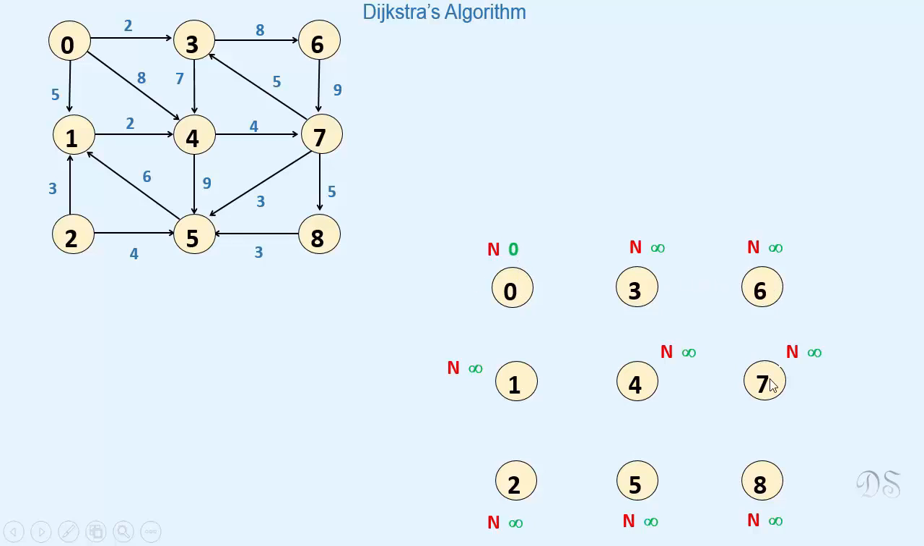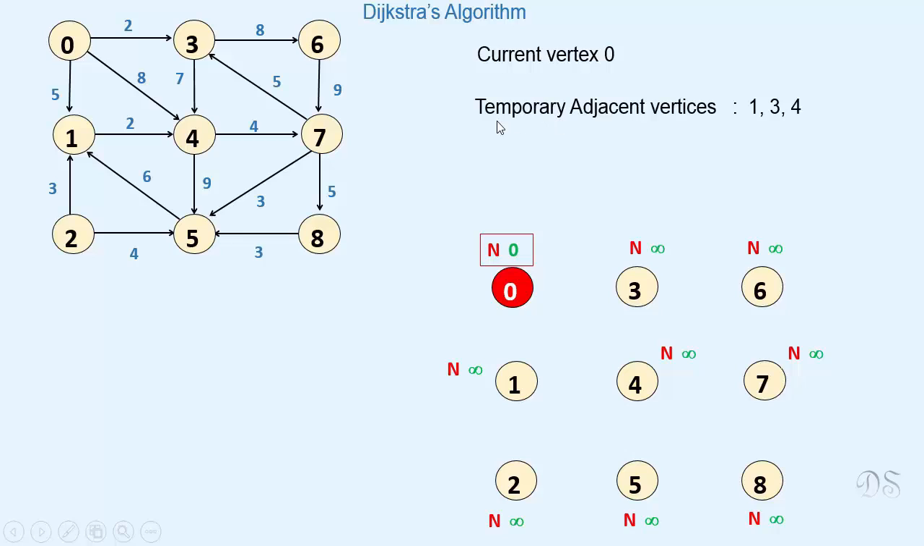Now from all the temporary vertices, we have to find the vertex which has minimum path length. So this vertex 0 is a vertex with the minimum path length. So we'll make it permanent. Now this vertex 0 is our current vertex. Now we have to examine all the temporary vertices that are adjacent to this vertex 0. So these are the temporary vertices 1, 3 and 4 which are adjacent to this vertex 0. So now we'll examine these vertices one by one.